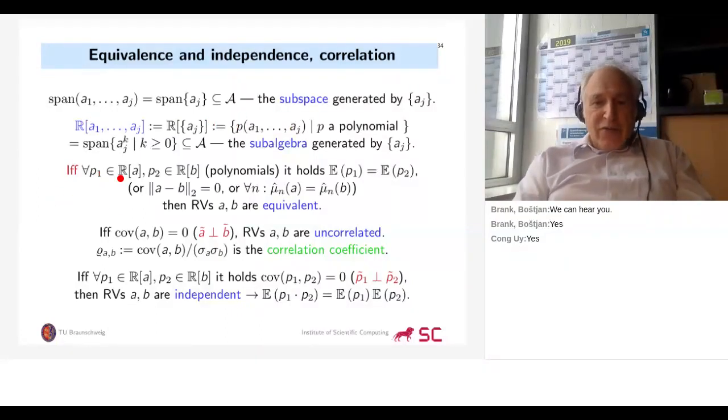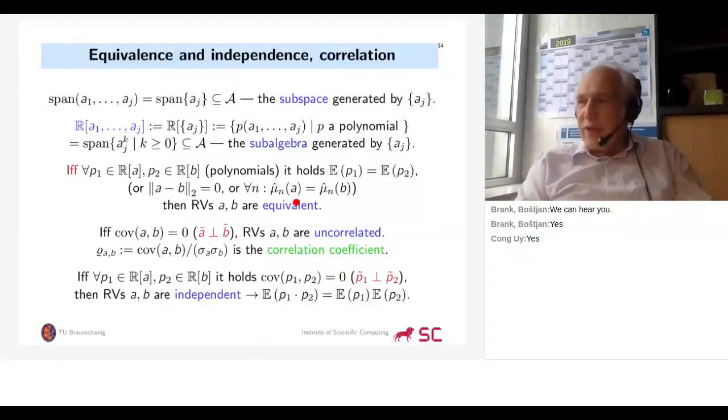And now, if we have a subalgebra generated by the random variable A and one generated by the random variable B, and we take any polynomial out of these subalgebras, okay? And if it holds that the expected values are equal, for any polynomial, we call these two random variables equivalent. This means also that this difference is zero. We make no difference between them.